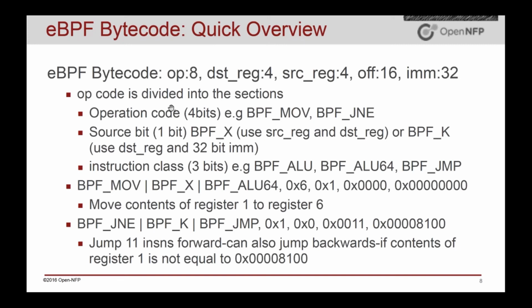We then have a 1 bit which tells you which source it is. So it's either using the source reg and dest reg if it's BPF_X, or if it's BPF_K, it's using the destination register and a 32-bit immediate. So finally, we have the instruction class, which is 3 bits.